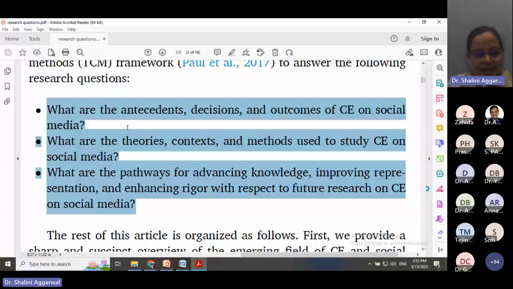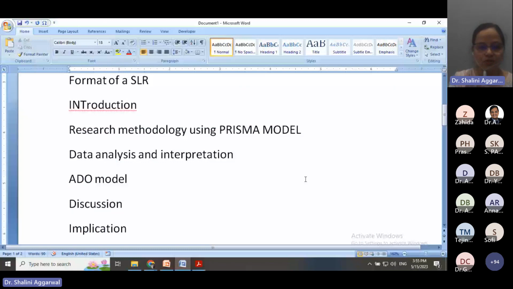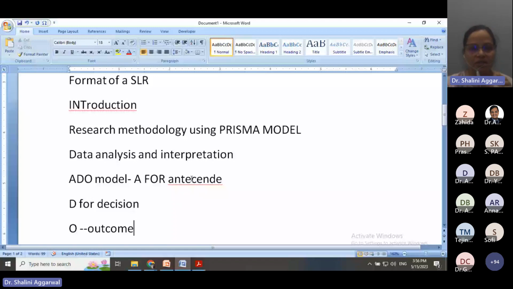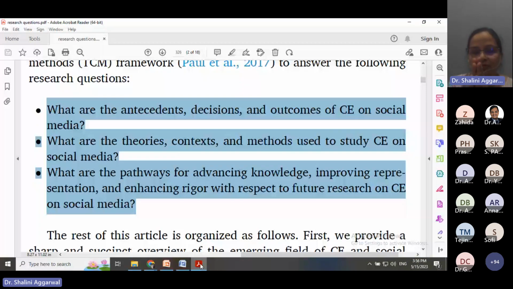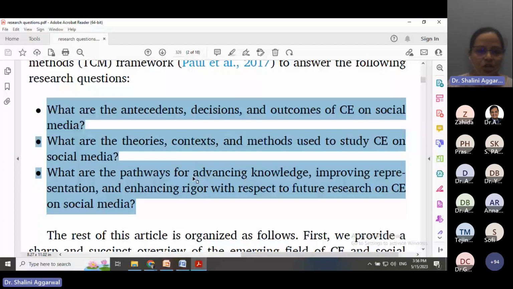So what are the antecedents? Before this, let me tell you what ADO stands for. A stands for antecedent, D stands for decision, and O stands for outcome. So it is antecedent, decision, and outcome. When we are talking about the research question, the first step is to decide on which topic you want to go for an SLR. Based on that, you have to decide the research questions. So these are the research questions.